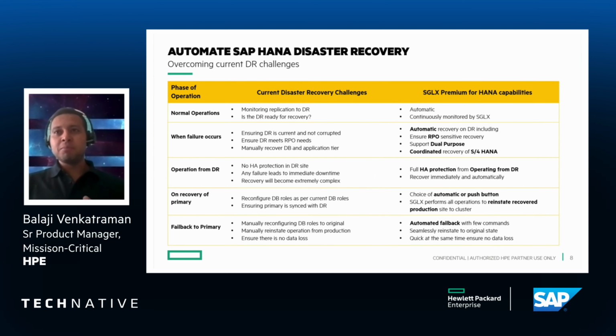If you have any dual purpose instances, you may be running dev and QA instances in your DR during normal production, because nobody wants to keep the DR idle. So Serviceguard will automatically shut those down and bring up your production instance onto your DR site.